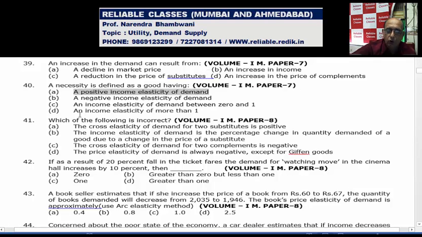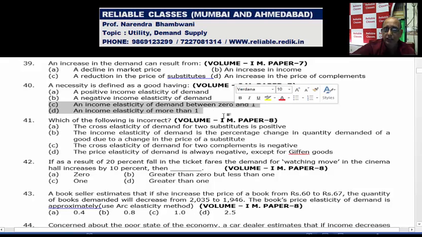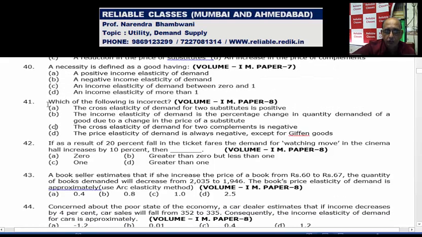You cannot say positive income elasticity of demand, because almost all the goods, whether necessities or luxuries, have positive income elasticity. It is not only for necessities. So here this is the most appropriate answer: income elasticity is between 0 and 1.